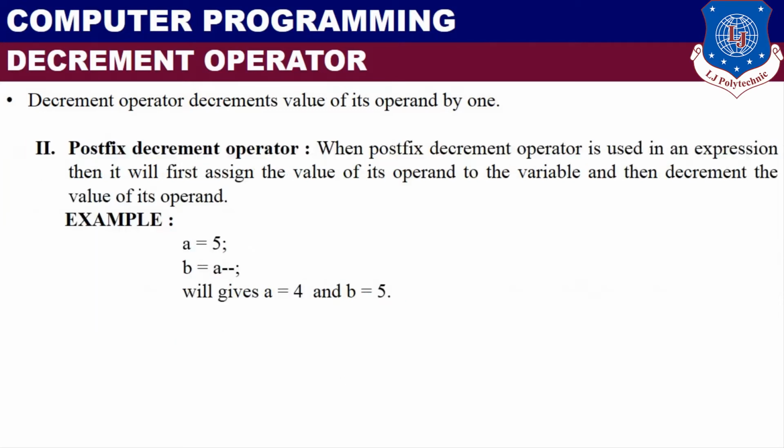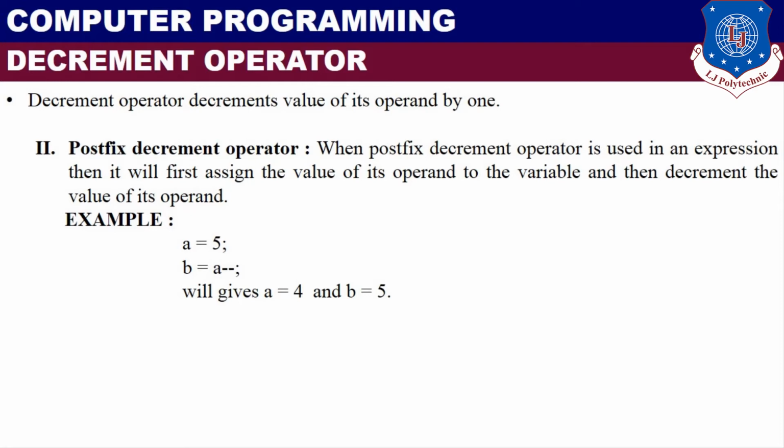Second is the postfix decrement operator. When the postfix decrement operator is used in an expression, it will first assign the value, as the operand is at number 1 position, and then it will decrement the value of its operand. For example, a equals 5, b equals a-- will give a equals 4 and b equals 5. Why b equals 5? Because the initial value of a is 5, it is assigned to b, and after a-- the 5 will become 4. So this is the increment and decrement operator.